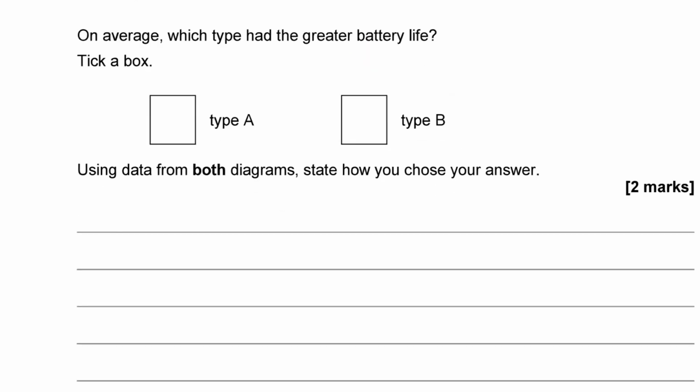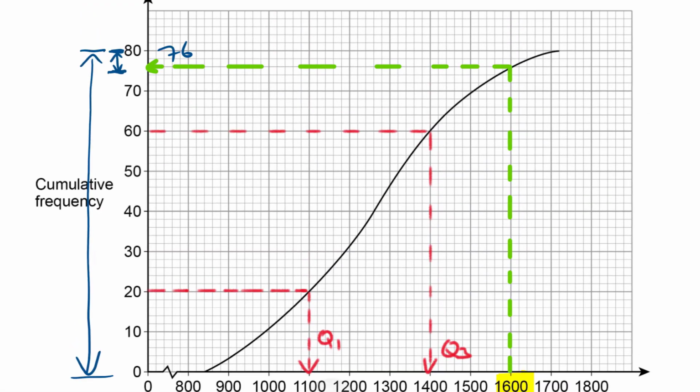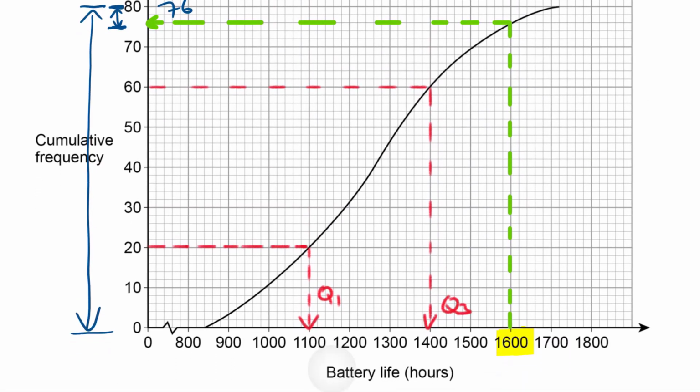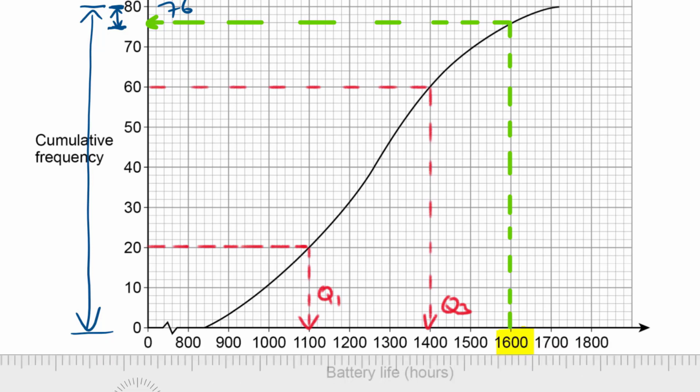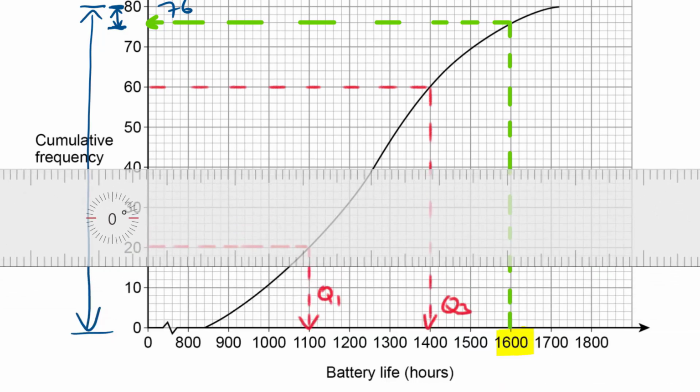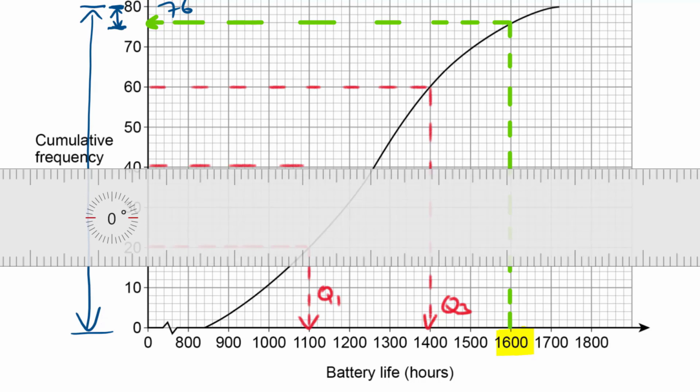So type B has a median value of 1300. So let's compare that with the median value for type A then. Going back to the graph. Now we didn't work out the median, we worked out the lower and the upper quartiles. Now we can find the median by looking across from halfway through the values. So again, reading across from 40.